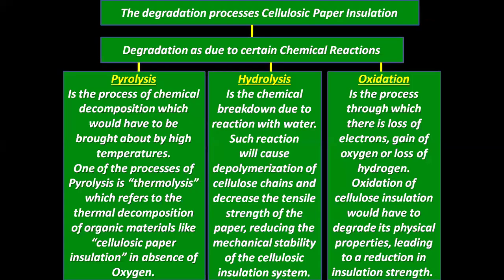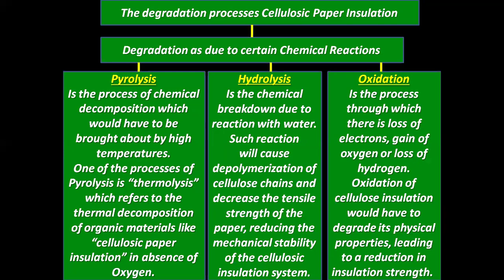Now the degradation process of cellulosic paper insulation. Degradation is due to certain chemical reactions. These reactions are pyrolysis, hydrolysis, and oxidation. These three processes.